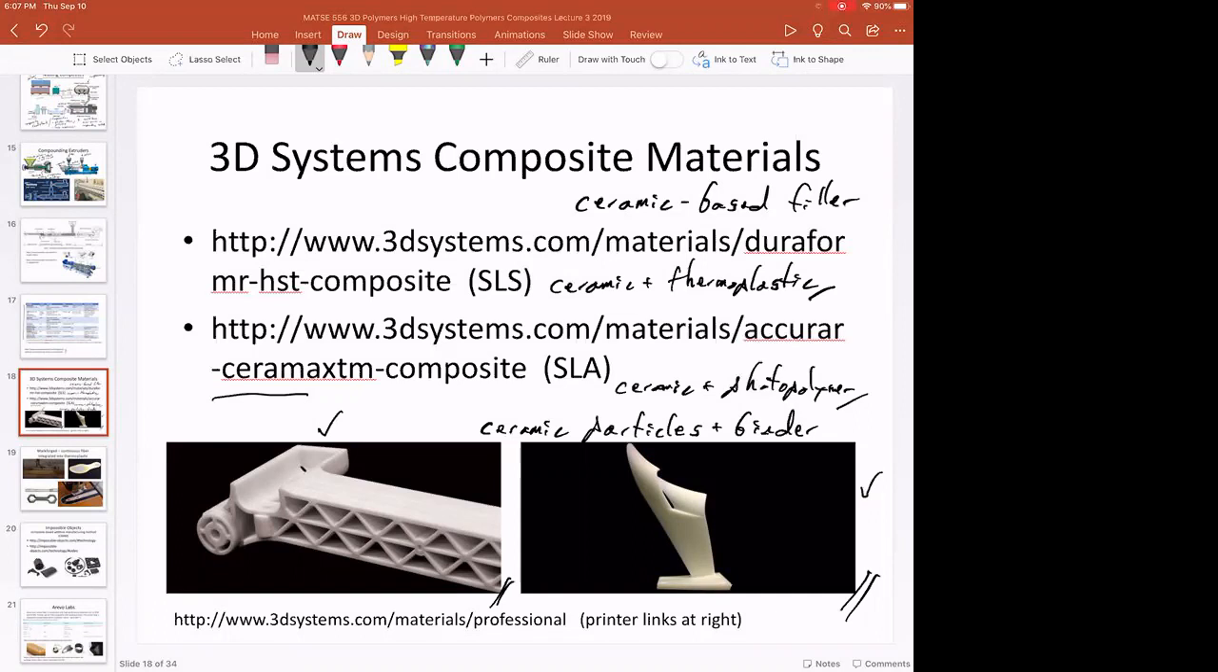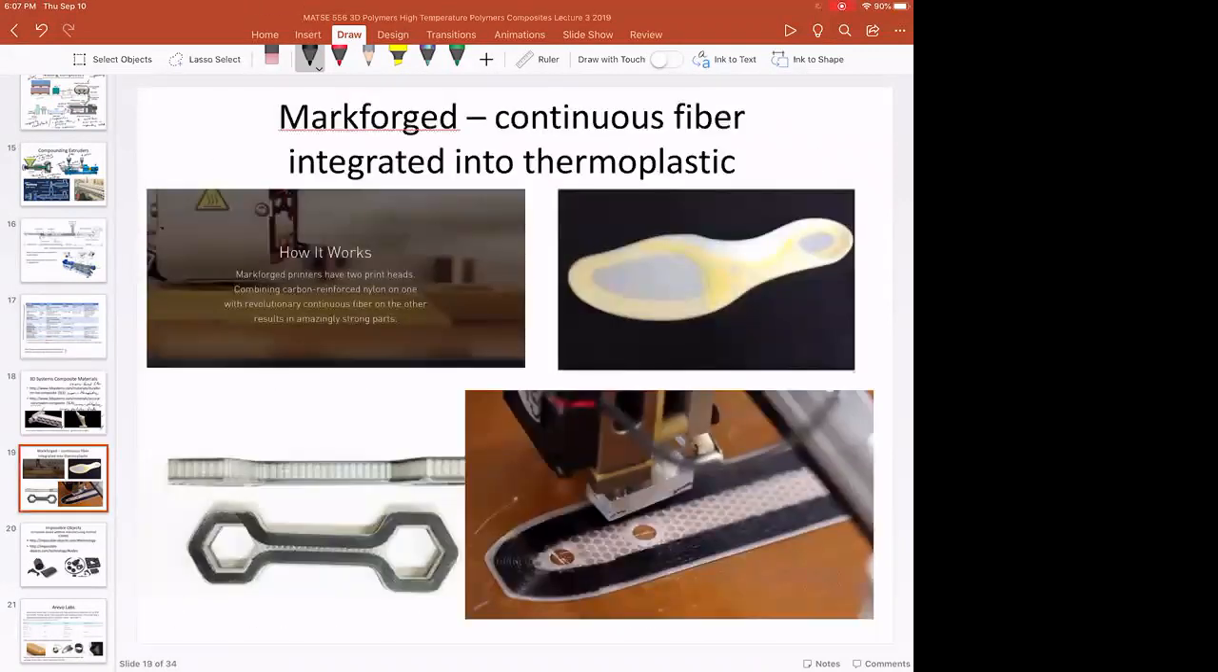So you don't have the temperature resistance of the ceramic because the polymer is still in there, but you get some advantages from this type of composite system. And these are commercial materials that you can go buy from 3D Systems in this case, although lots of different printer companies have these types of ceramic resins. Markforged is the continuous fiber integrated into thermoplastic. If you haven't looked at Markforged or you don't know what it is, they make some really cool stuff.